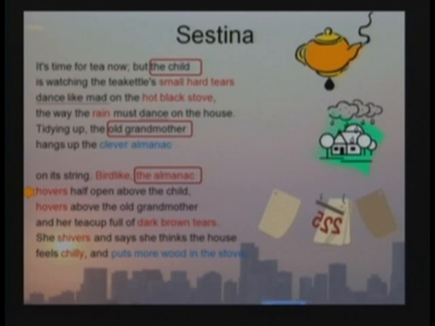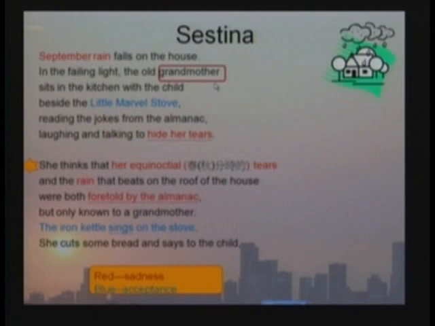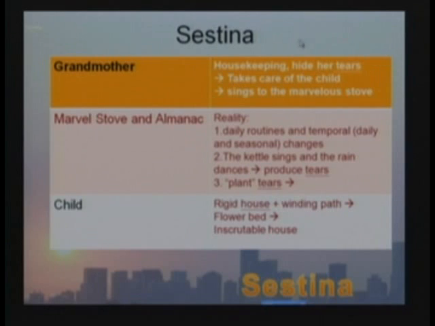But I think if you pay attention to the alteration of the 6 elements, you see that all the 6 elements get to be changed along the way in a poem. Just now we talked about grandmother, how she's busy. I think I have my summary here. Grandmother doing housekeeping develops from hiding her tears to taking care of the child, like making the house warmer, being more active in providing a comfortable environment, to singing to the marvelous stove.